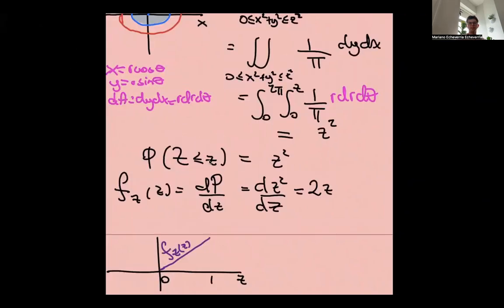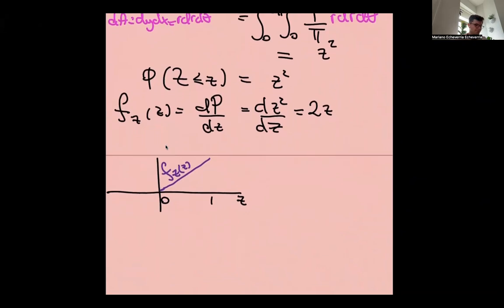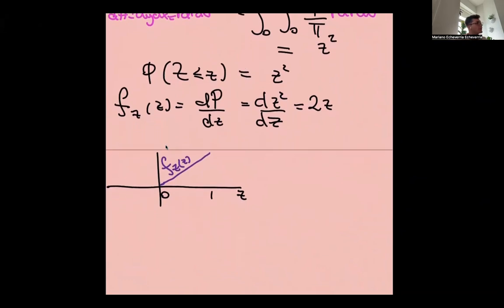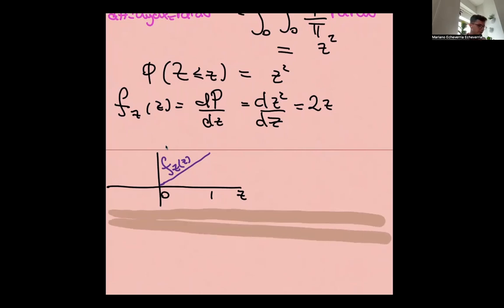And then what was the other useful variable in polar coordinates? It was theta, right? So what was theta in polar coordinates? Well, you could say the easiest way to find theta in polar coordinates was to say that the tangent of theta was y over x, if you remember, right?